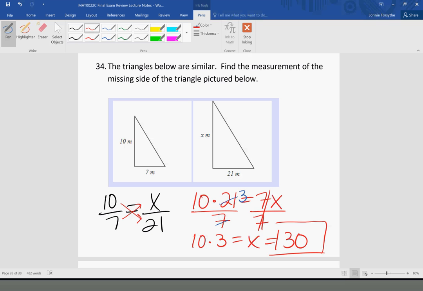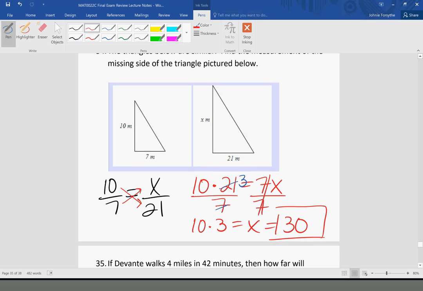Now, also, you don't have to do your ratio the exact same way. So let's say you said, okay, 10 over x. If you do long over long, you would have to equal it to short over short. And then if you cross multiply, you would get 10 times 21 equals x times 7, which will give you the same thing that we had before. So as long as you're consistent with how you set up your proportion, then you'll get the right answer.